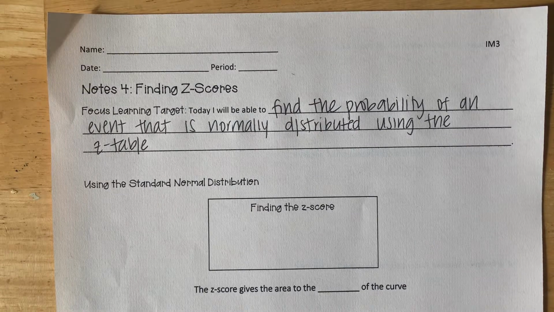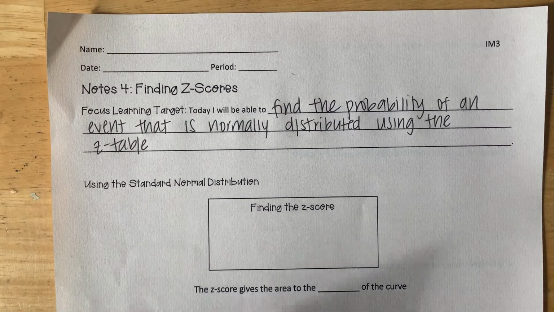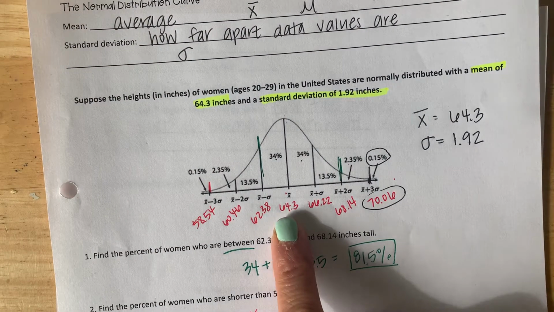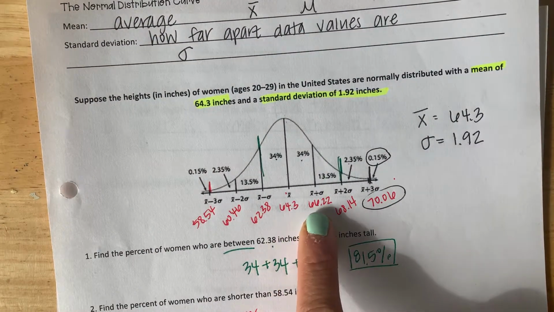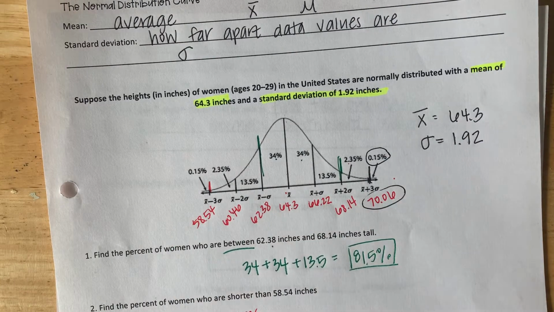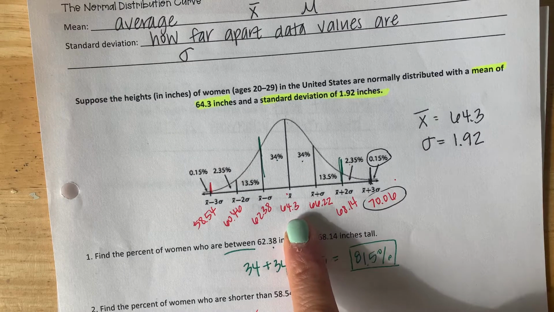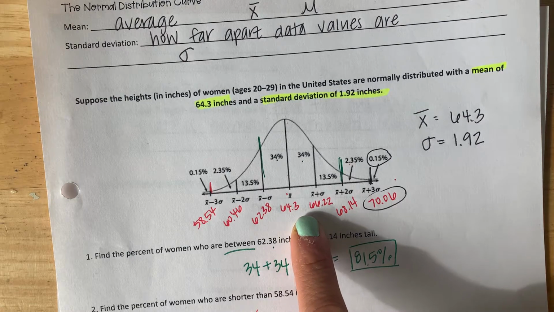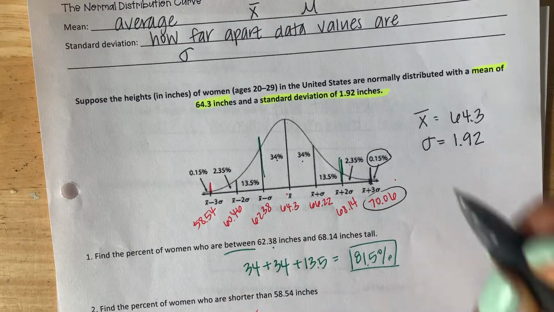So I'm going to go ahead and bring back notes number 3. In notes number 3, we looked at the normal distribution curve. You label the mean and then use a standard deviation to label other parts of this number line. Now, let's say I want you to find the probability of the height of a woman who's more than 65 inches. You see how 65 is right here somewhere?